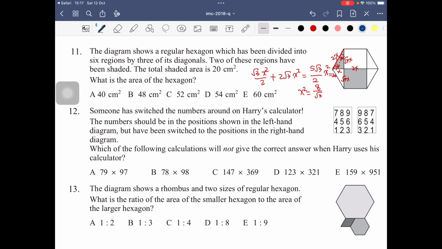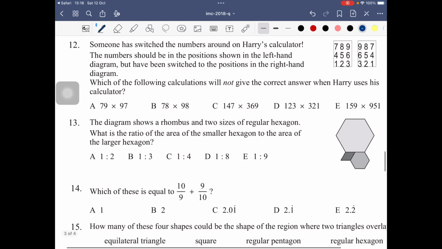Now we have this triangle, 1, 2, 3, 4. We have these 4 triangles and 2 rectangles. So when we solve it, it is 6 square root of 3 x squared. So now we have x squared here, so the answer is 48.